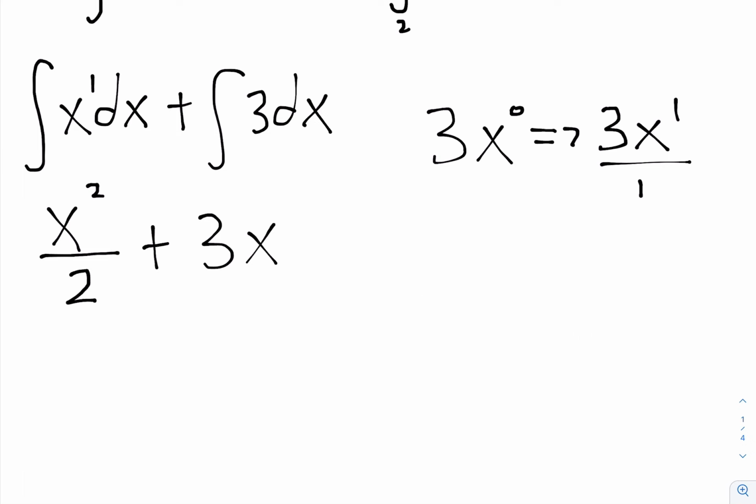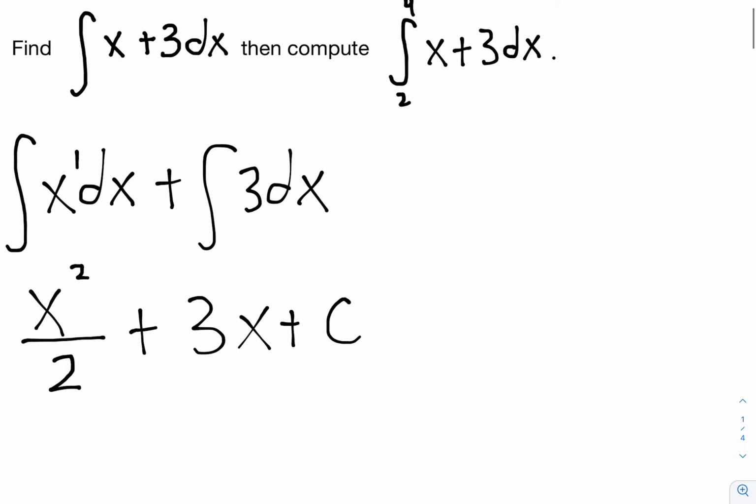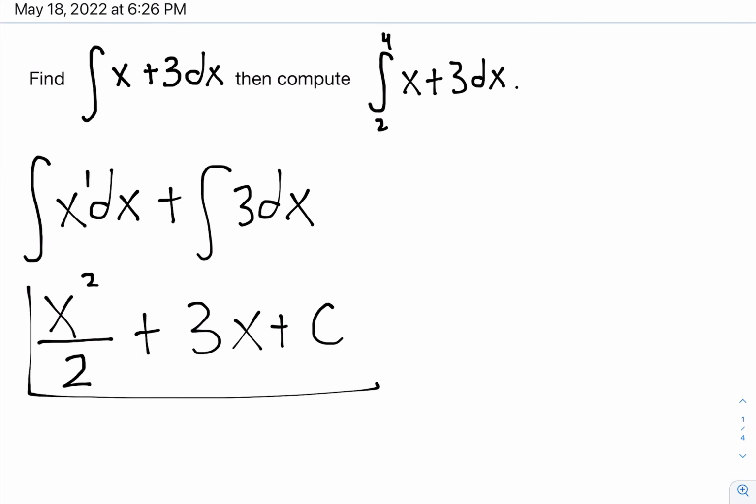So we know that the integral is going to be x squared over 2 plus 3x. And then remember, we need this plus c here, because we don't know what the vertical shift of the function is unless we know what the function's value is evaluated at x equals 0. So this is our general solution for the indefinite integral.